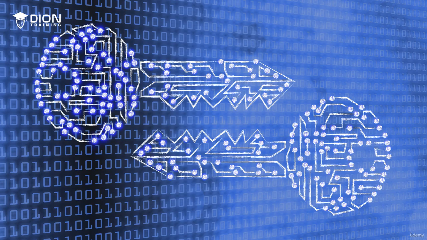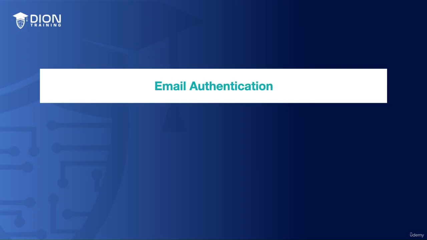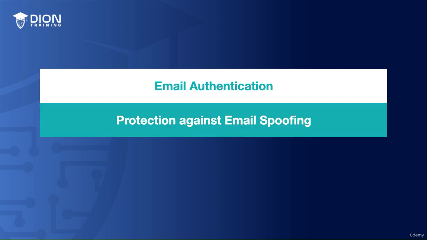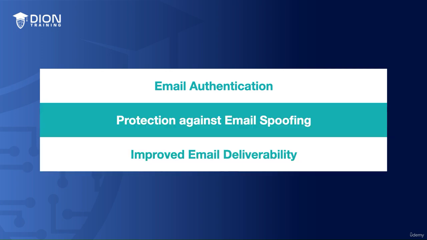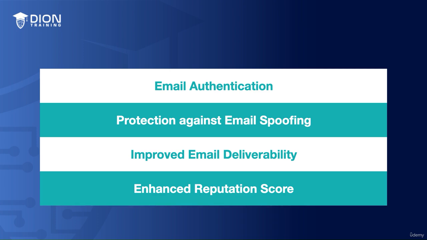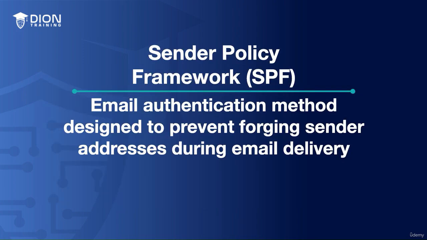For example, if someone at DionTraining.com sends an email, the receiving server can check the DKIM signature against DionTraining.com's public key. If the digital signature matches, this confirms that the email is genuinely from DionTraining.com and that it hasn't been modified during transit from our servers to your email server. DKIM can provide us with numerous benefits like email authentication, protection against email spoofing, improved email deliverability, and an enhanced reputation score.